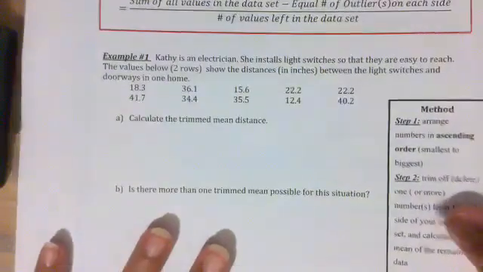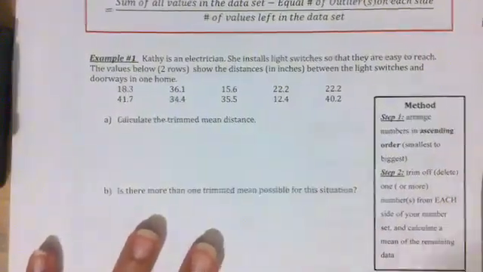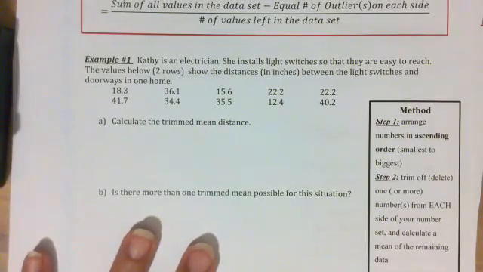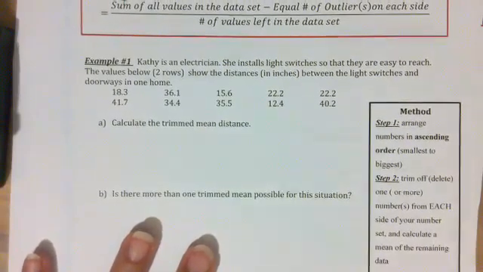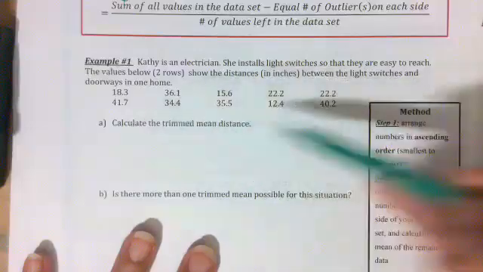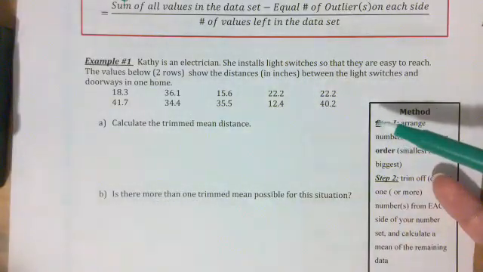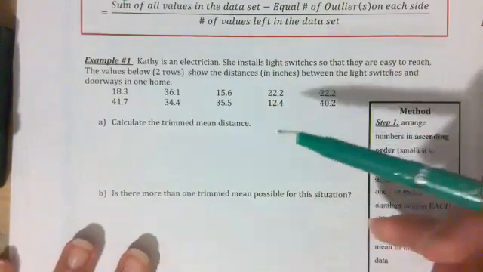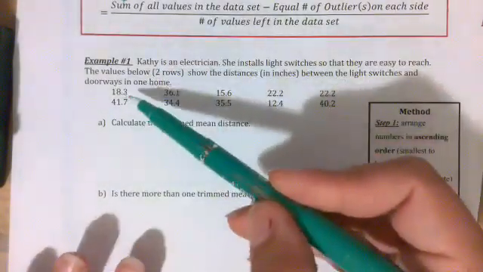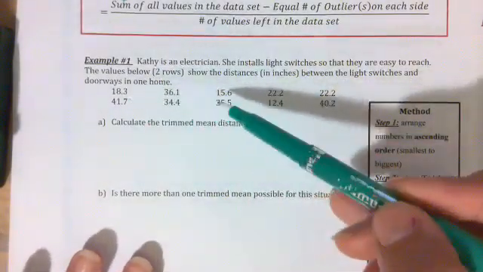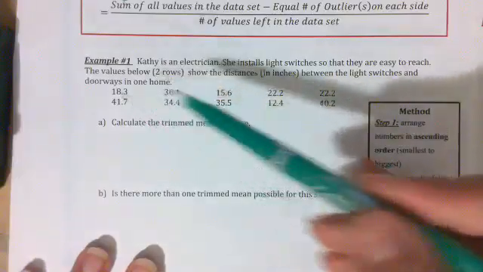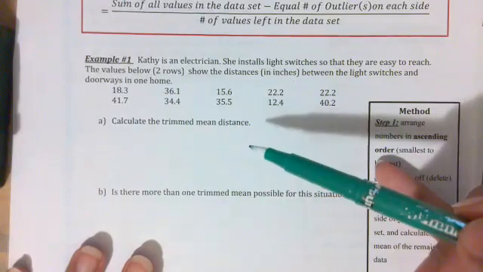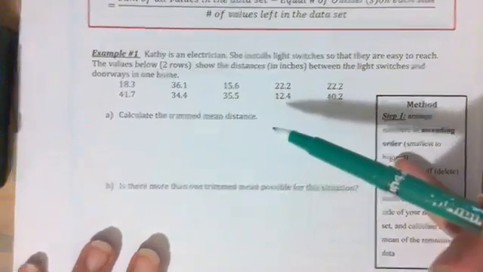So let's have a look at the first example here. Kathy is an electrician. She installs light switches so that they are easy to reach. The values below, and these values are given to you in 2 rows, show the distances in inches between the light switches and the doorways in a home. So 18.3 inches, 36.1 inches, 15.6, and so forth. And we notice how it's not in order. We are asked to calculate the trimmed mean distance, okay?